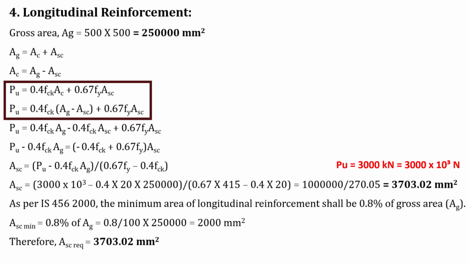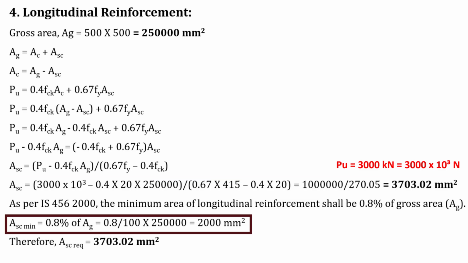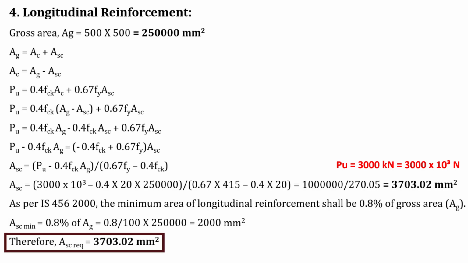plus 0.67 fy ASC. On simplifying further and solving this equation for ASC, we will get the value of ASC equal to 3703.02 mm square. According to IS 456-2000, the minimum area of longitudinal reinforcement shall be 0.8% of the gross area, that's AG. ASC minimum will be equal to 0.8% of AG, which will be equal to 2000 mm square. Therefore, the required ASC is 3703.02 mm square, which is greater than the minimum required area.